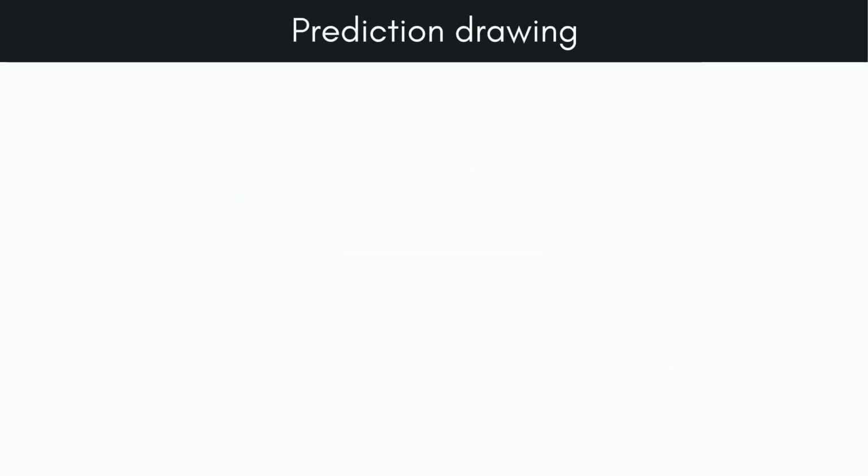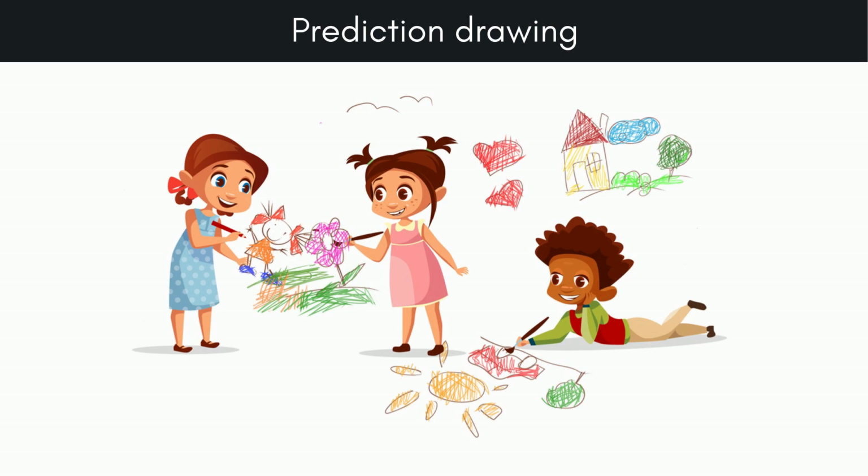Prediction drawing. The children draw things that they think will be in a song. For example, we could provide 10 words that might be in a song, and the children could draw pictures of 3 of them. Or we could give the children a theme or category, and the children can draw pictures of things that fit the theme or category. They can also write words next to each of the pictures if they are able to do this.